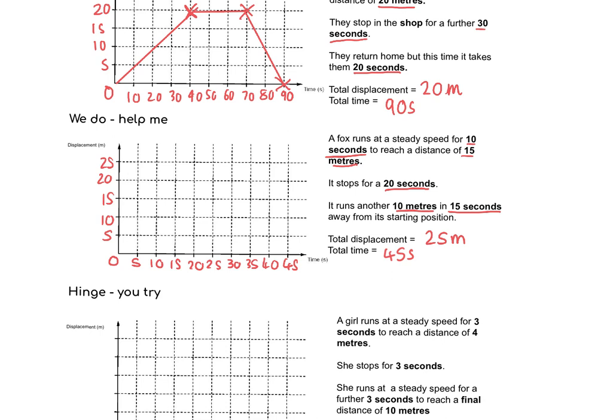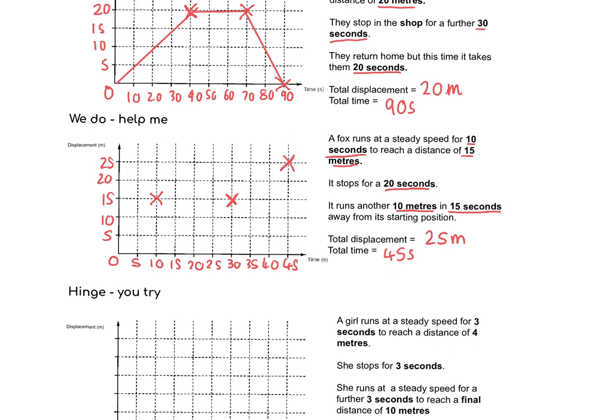It runs for 10 seconds to get to 15 metres. It then stops for 20 seconds, which takes us to 30 seconds. So because we've changed the scale for our time compared to our last question, you will need to check 20 seconds is going to be 4 boxes this time, not 2 boxes, because each box represents 5 seconds rather than 10. And then finally, 15 seconds goes 10 metres away. So most of our questions have gone back to our starting point at this stage, but this one doesn't. So it's going to go another 10 metres away.